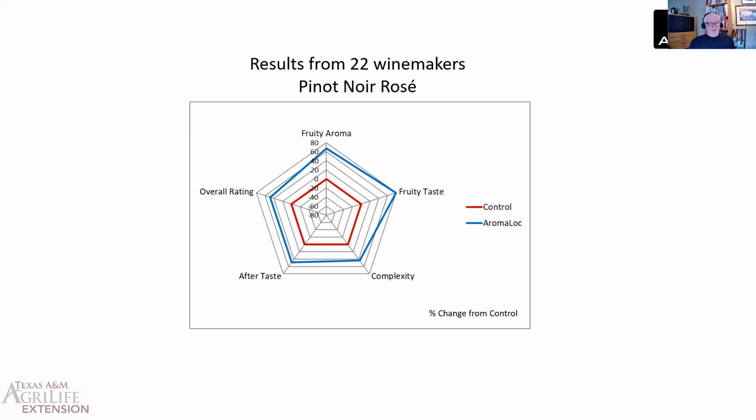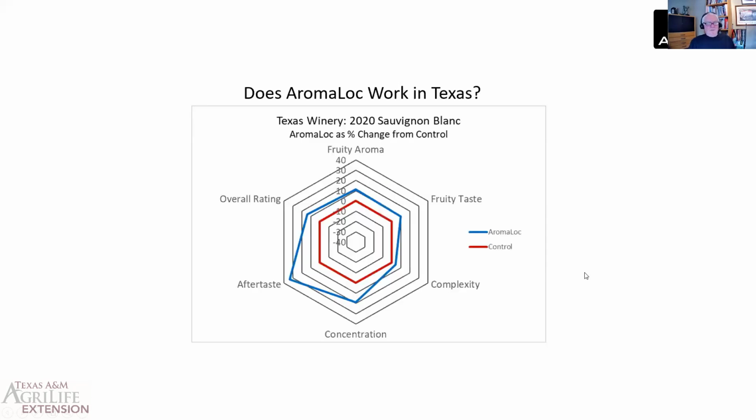So all the tested attributes were increased. Now, that's fine, but you're going to ask me, if you're in Texas, does it work in Texas? Well, fortunately, we had a winemaker in Texas participate in a trial we did just last fall.